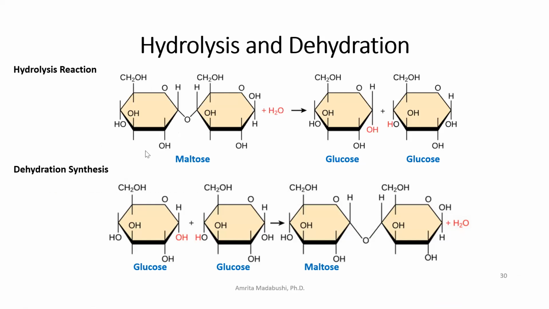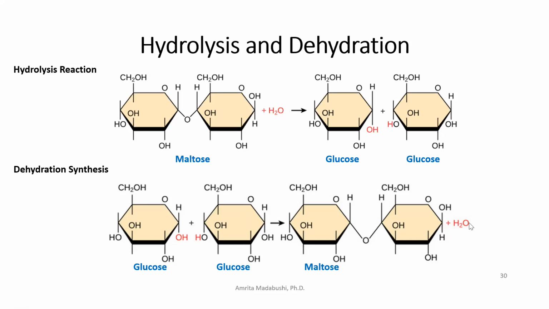So let's first look at the bottom one, actually, the dehydration synthesis. You are familiar with the glucose molecule. One glucose molecule added to another glucose molecule. What will happen is how that makes maltose: water goes away and they combine to form a glycosidic bond. Going away of water is called dehydration.